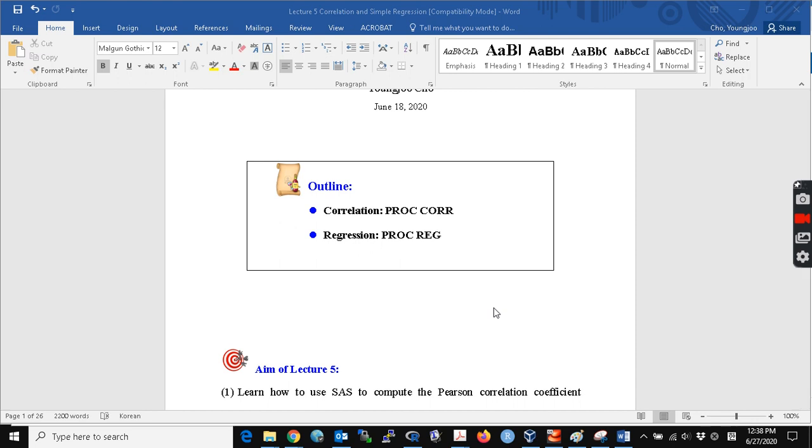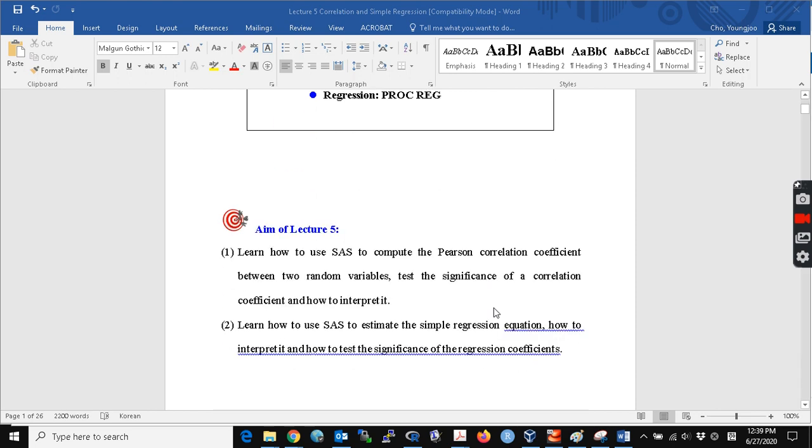And then when you have two continuous variables and you have an outcome, so you have a dependent variable, and you have a predictor, we would like to see how the change of the predictor affects the change of the response. So that's the regression. So here, by looking at correlation and regression, we can answer these topics.